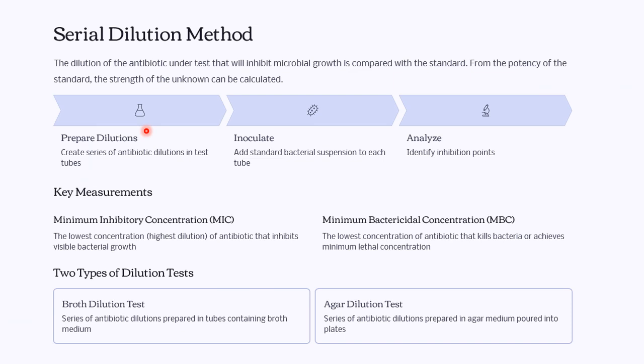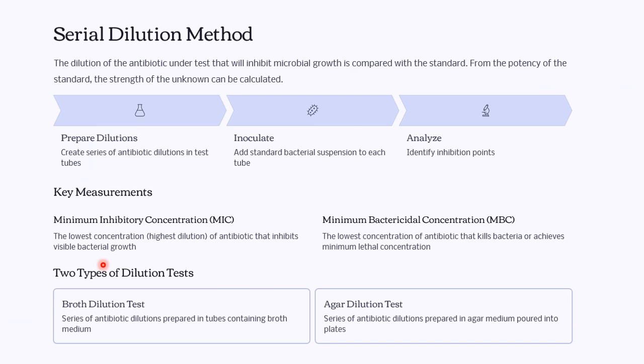Okay, the key measurements in the serial dilution method are minimum inhibitory concentration and minimum bactericidal concentration. And what is the minimum inhibitory concentration? The minimum inhibitory concentration is the lowest concentration or the highest dilution of antibiotic that inhibits visible bacterial growth. Okay. Then what is minimum bactericidal concentration?